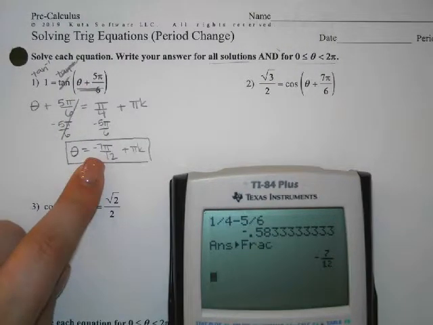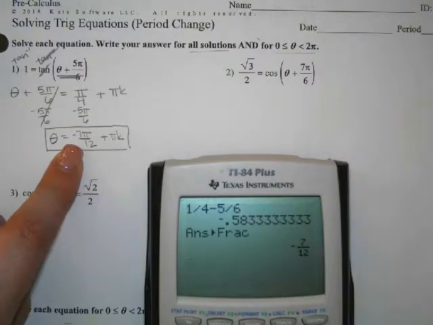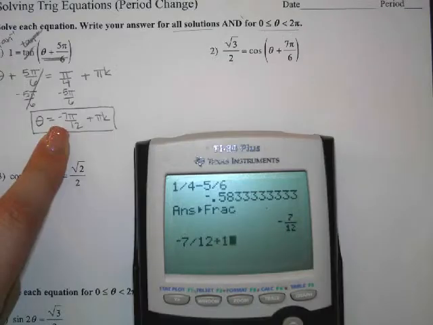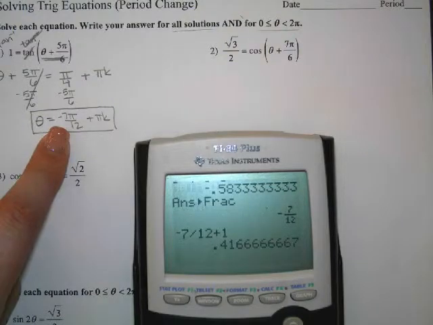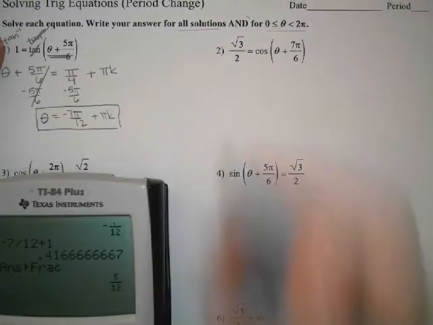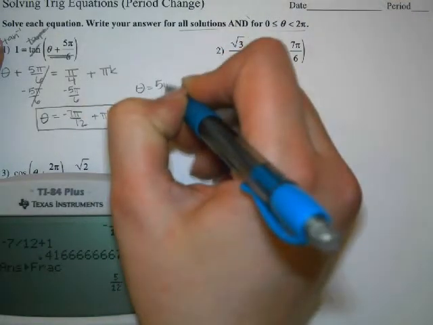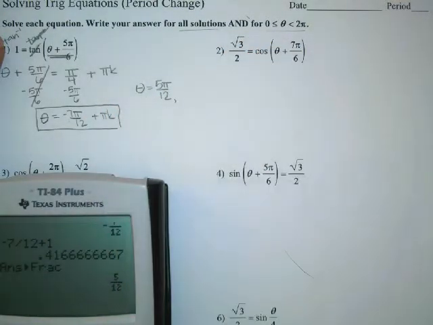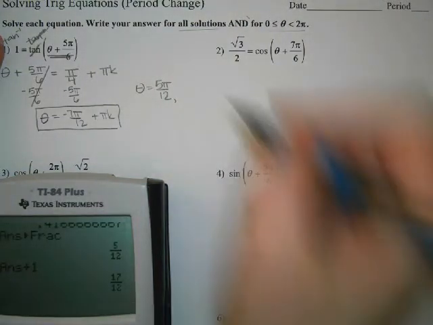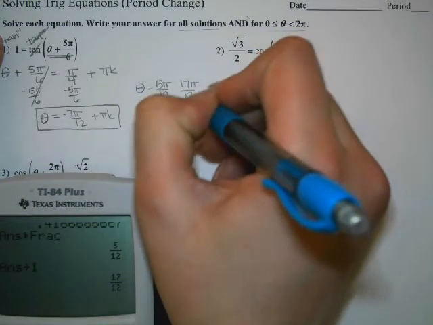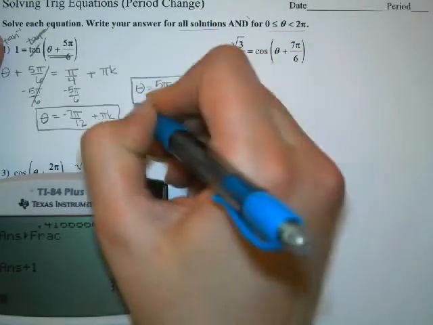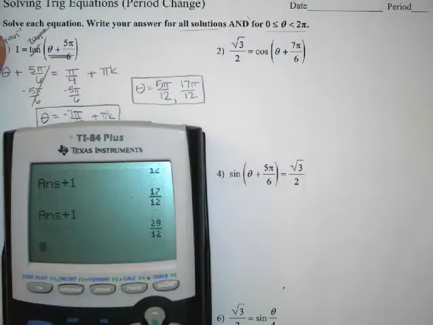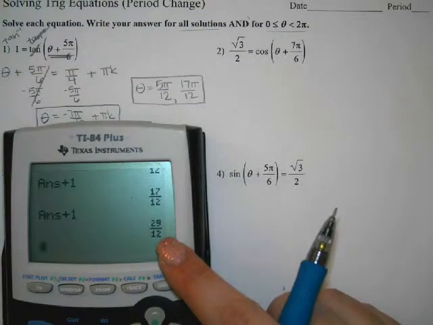Okay, so I can't write down the negative version because it's not between 0 and 2 pi. So I'm going to type negative 7 12ths. And I'm going to add 1 to it, and that's like me adding 1 pi. So 5 pi 12ths is my first answer. And then I'm going to add 1 again. And 17 pi 12ths is my second answer. And if I was to add 1 again, 29 12ths is bigger than 24 12ths. And so that means it's bigger than 2 pi. So we're not going to write that one down because that would be too big.